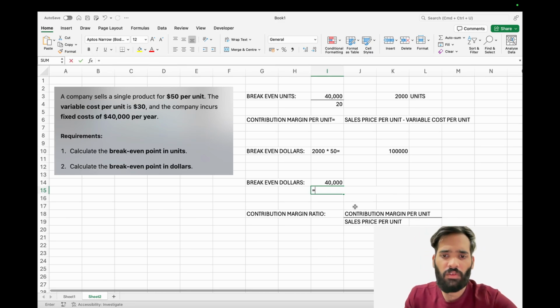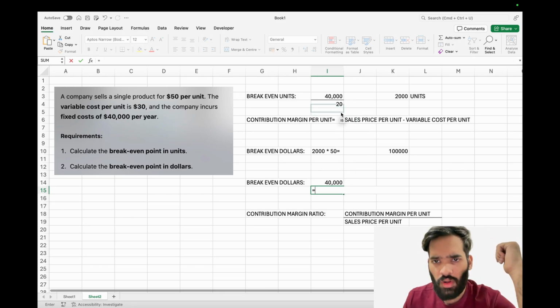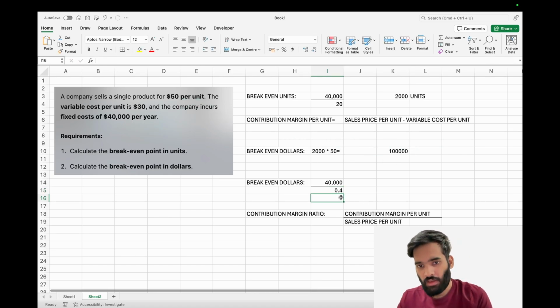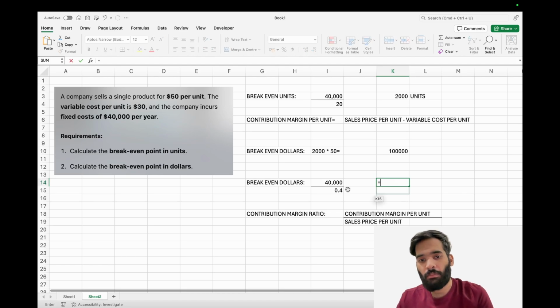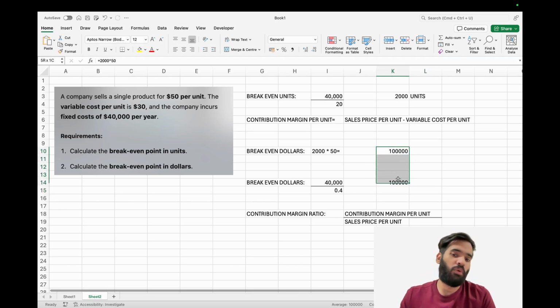So if I directly solve it here, what is the contribution margin per unit? We already found out it's 20, divided by sales price per unit, which we also know is 50 according to the question. If I put this here, now if I solve this, I will get the break even in dollars just like I got here. So if I divide this by 40, there we go. So if you can see, you get the same answer in both approaches.